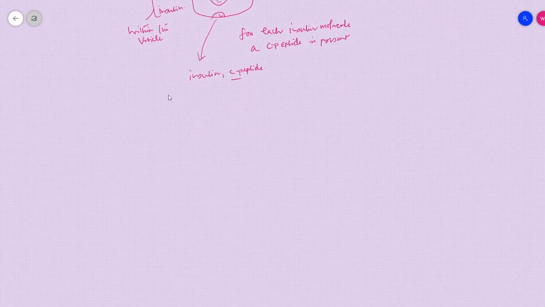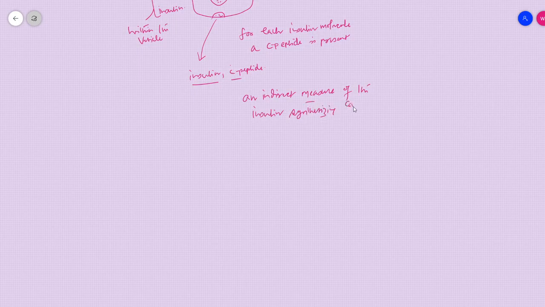So this insulin has got a very short half-life in the body. Okay, the endogenous insulin has got a very short half-life. But C-peptide has got a greater half-life. So C-peptide is an indirect measure of the insulin synthesizing capacity of beta cells.